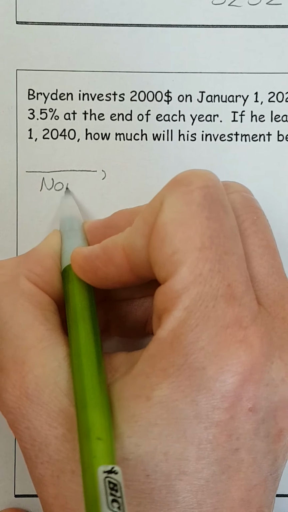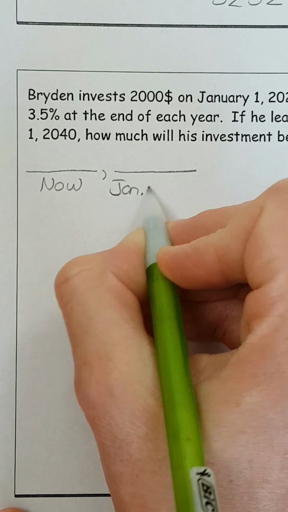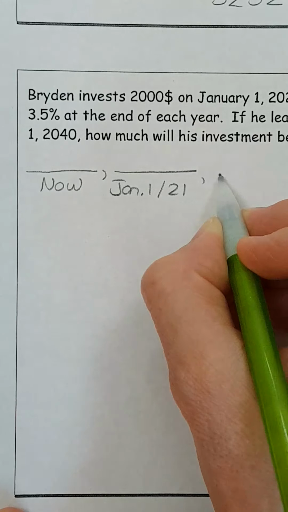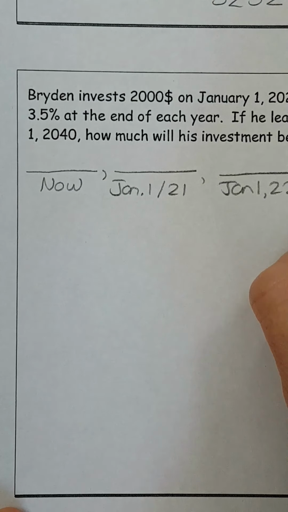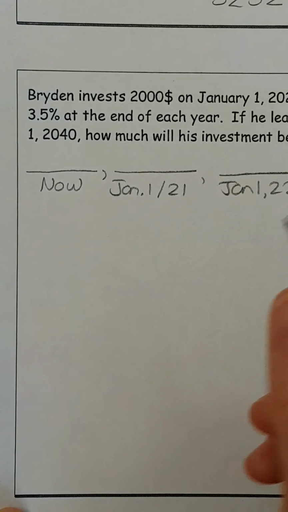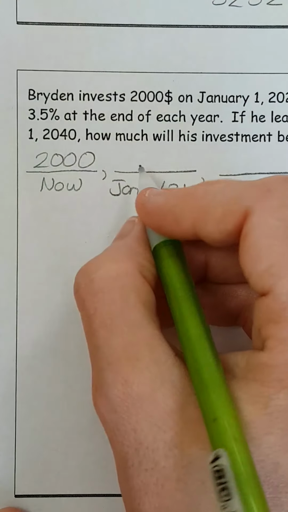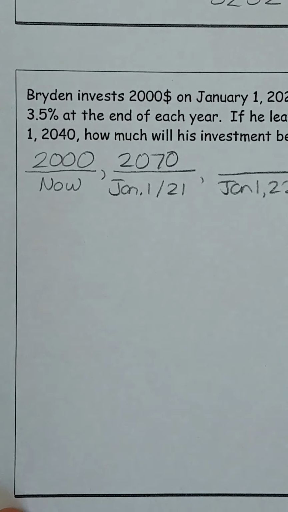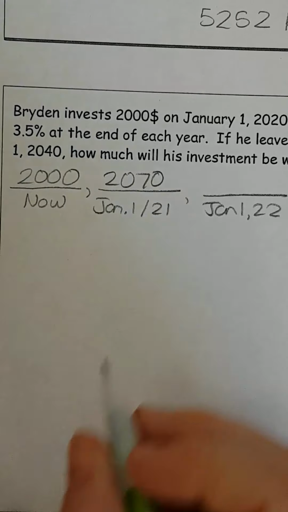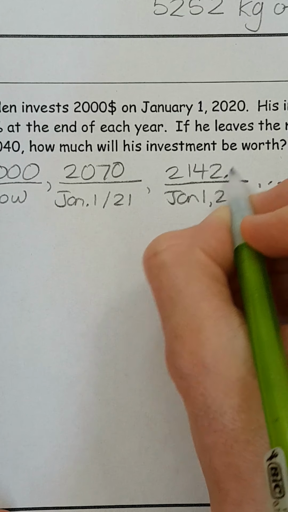So we have a now. And how I set this one up was January 1st, 2021, and then January 1st, 2022, et cetera. So now it's 2,000. If he earns 3.5% at the end of 1 year, he'll have earned $70 for doing absolutely nothing. Seems like a pretty good deal. Depends on what the market's doing, of course.